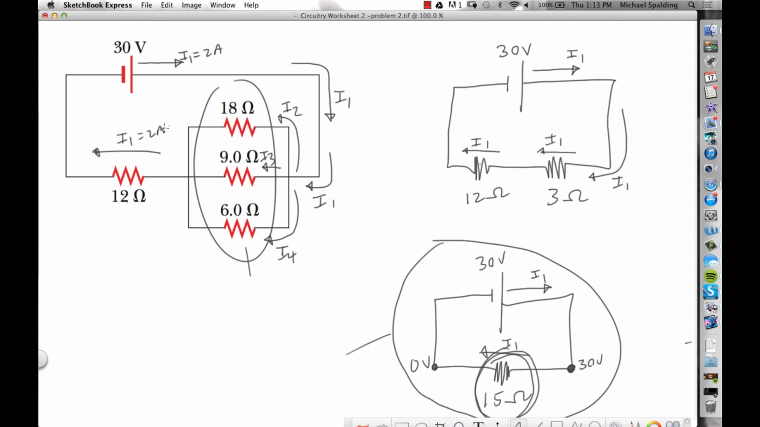So let's start with this guy. Guys, what would the delta V be across this guy, the 12 ohm? Can we figure it out? Delta V equals IR. What's the current in that resistor? 2. What's the resistance? 12 ohms. So 2 times 12 is 24. The delta V is 24.